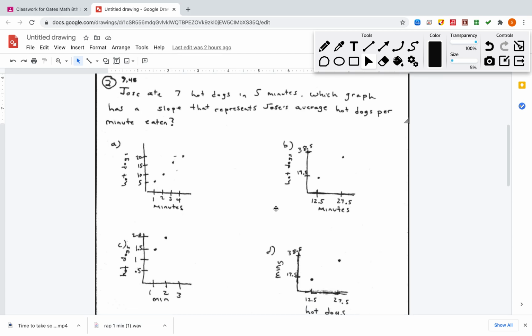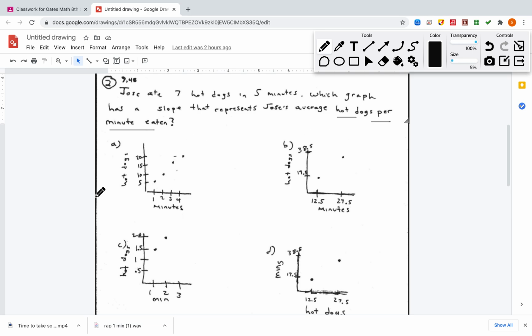Number 2, John ate 7 hot dogs in 5 minutes. Which graph has a slope that represents the average hot dogs per minute eaten? So hot dogs per minute. What we're going to do is put our hot dogs on top of the minutes. So we're going to create proportionality, a rate, or we're going to find the slope.